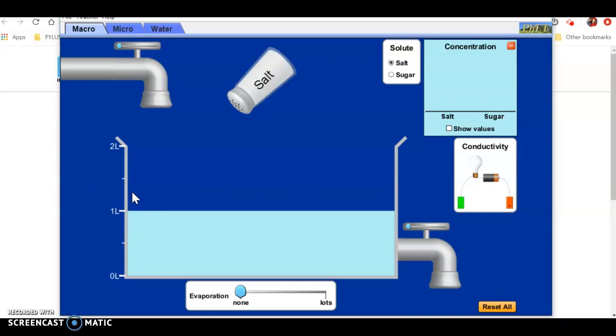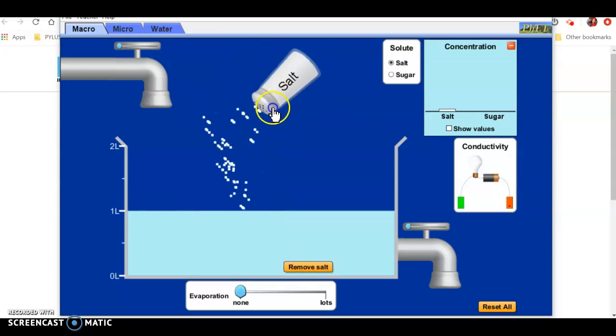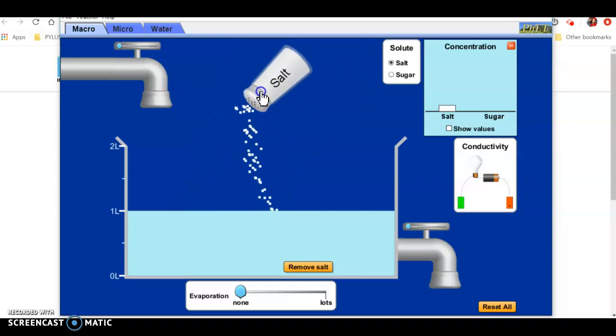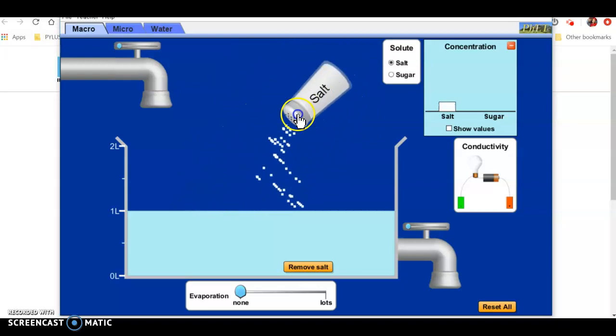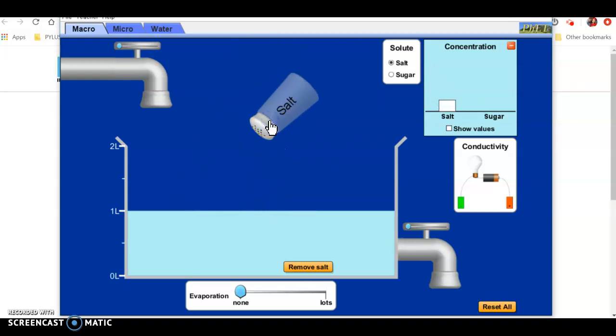Empty out all the salt. Here we go. Shake it, shake it, shake it. Okay, it's empty. What is the concentration in moles per liter of the resulting solution? Show values box is a hint. There you go. Next page, calculate the number of grams of salt you added.